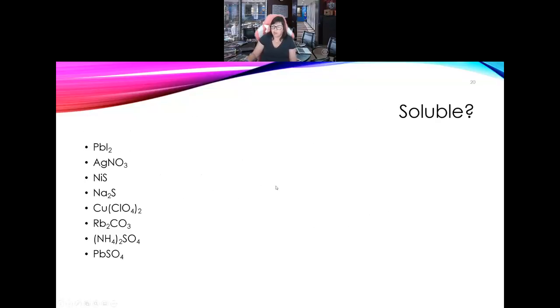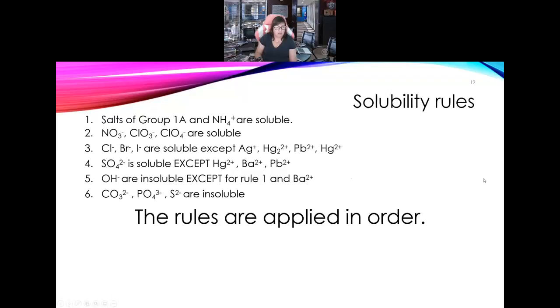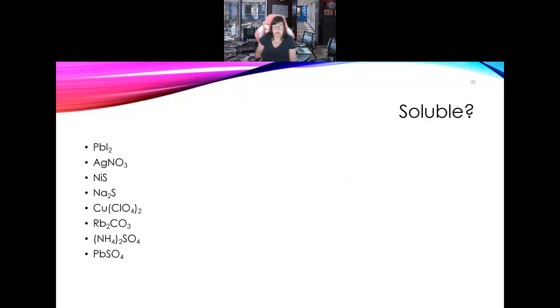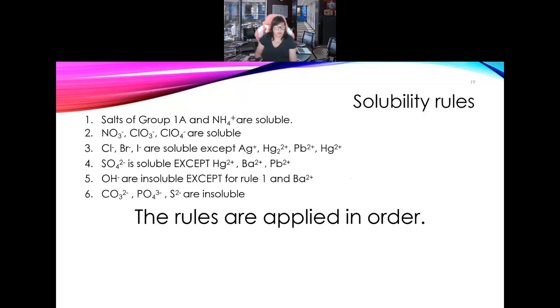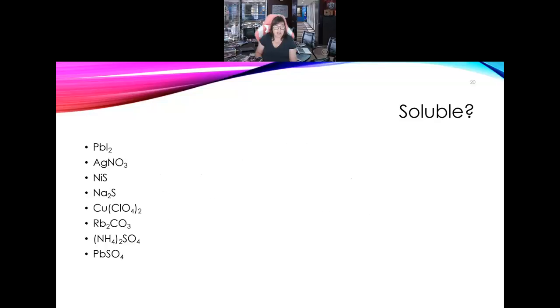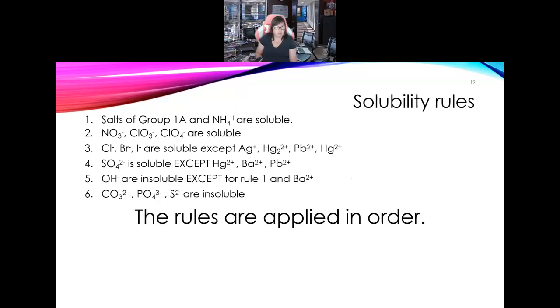PbI2. Is it going to be soluble or is it not? Well, from the rules that we looked at, it says that I minus are soluble except for Pb2 plus. So it's insoluble based on Rule 3. When we talk about AgNO3, let's go look up here. Ag is not a group 1 element. NO3 minus, however, is soluble. So it's soluble via Rule 2. NiS. Well, Ni is one of those things that I don't really know. S2 minus is listed as insoluble, so it's insoluble based on Rule 6.